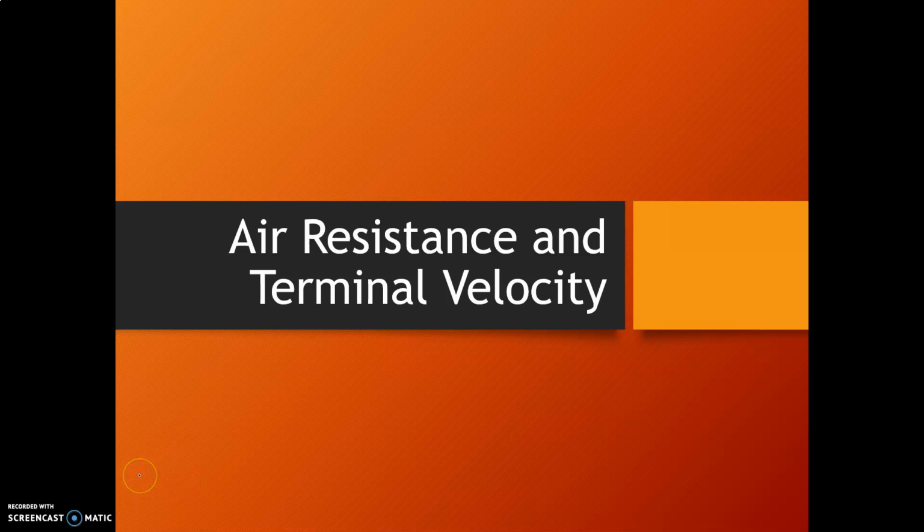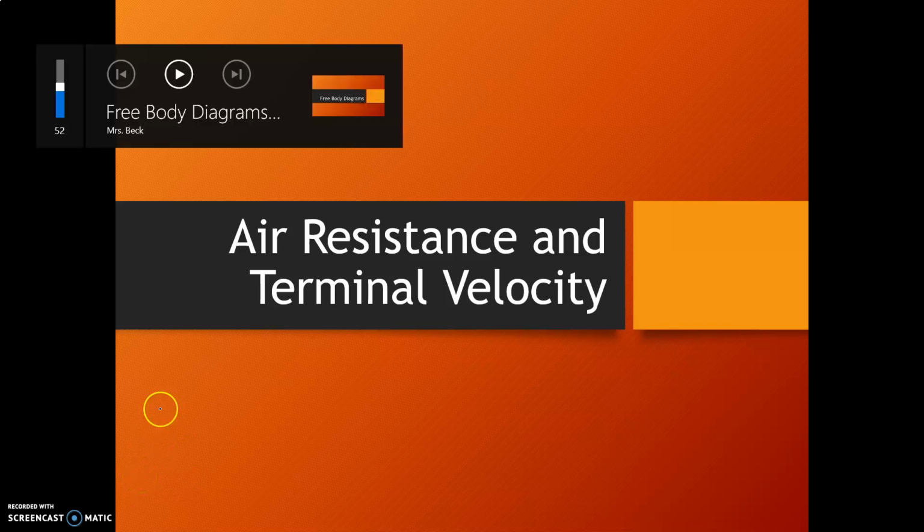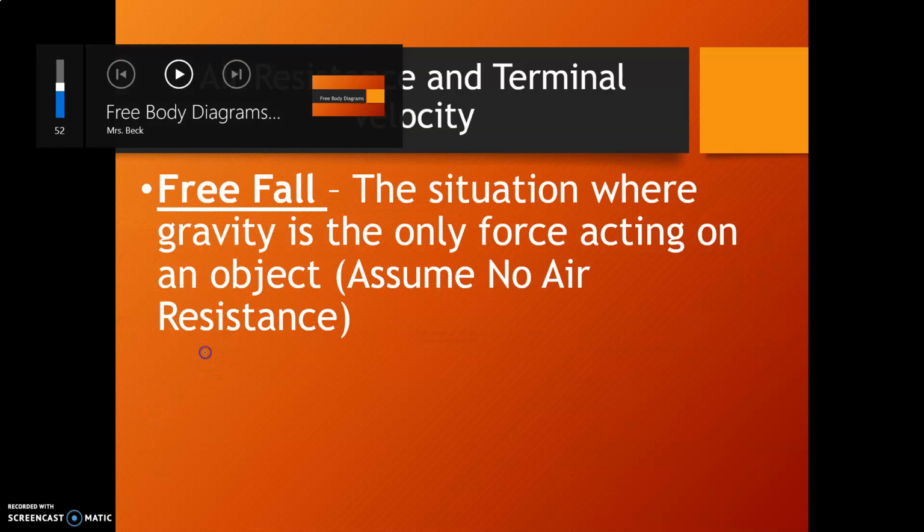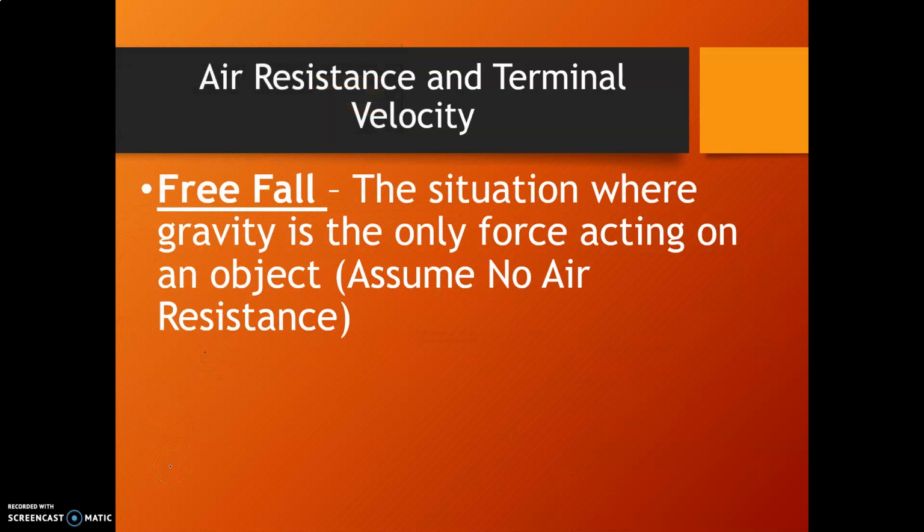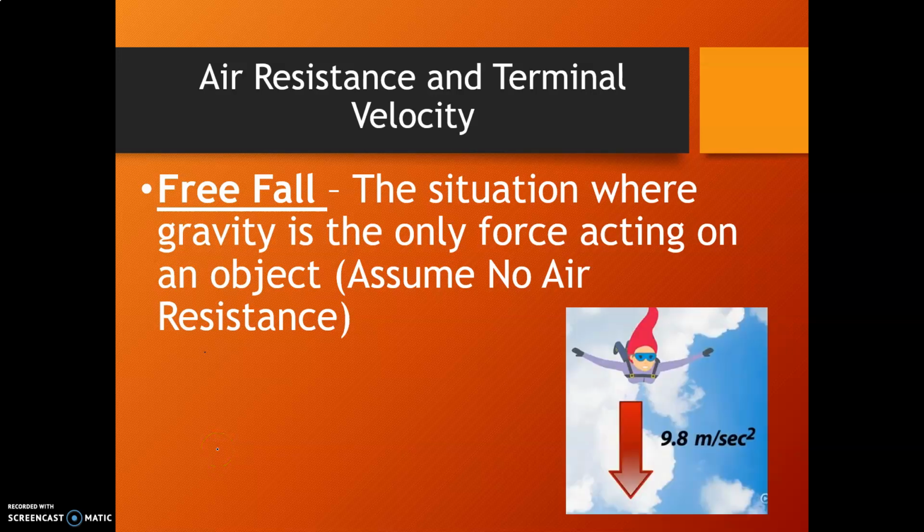All right, let's talk about air resistance and terminal velocity. So, free fall. First, we need to talk about free fall. This is a situation where gravity is the only force that is acting on an object. In these free fall scenarios, you're going to assume that there is no air resistance acting on the object. So you could have a person falling, and the only force acting on it is gravity. And remember, gravity pulls us down at 9.8 meters per second squared. That means for every second that the object falls, it gains speed by 9.8.